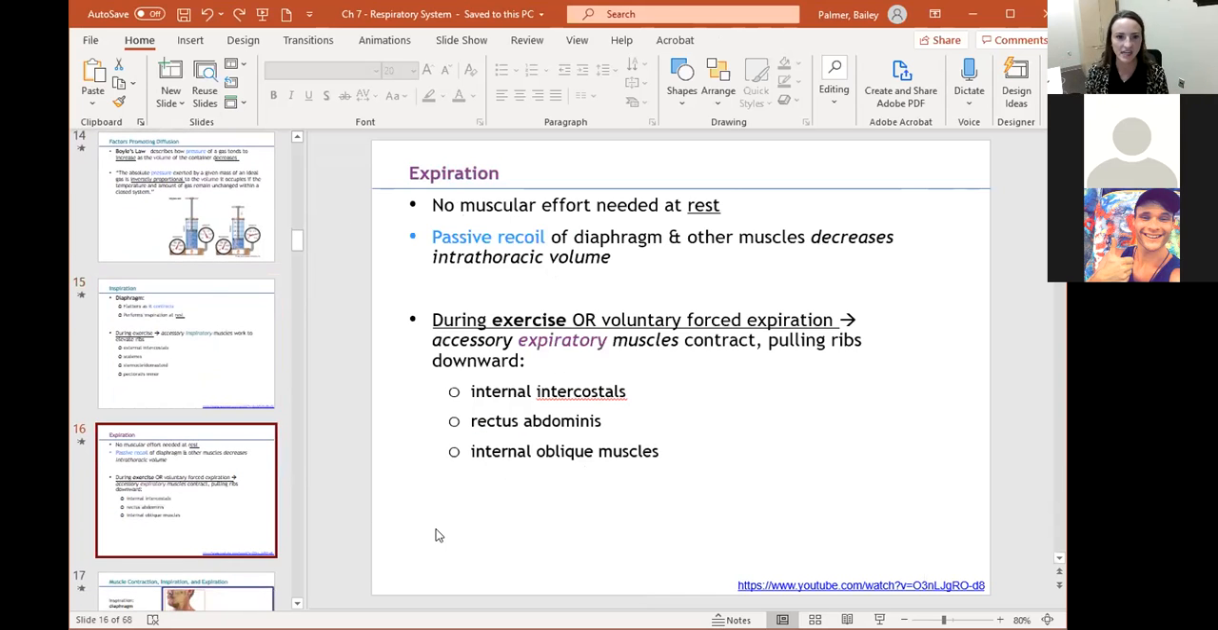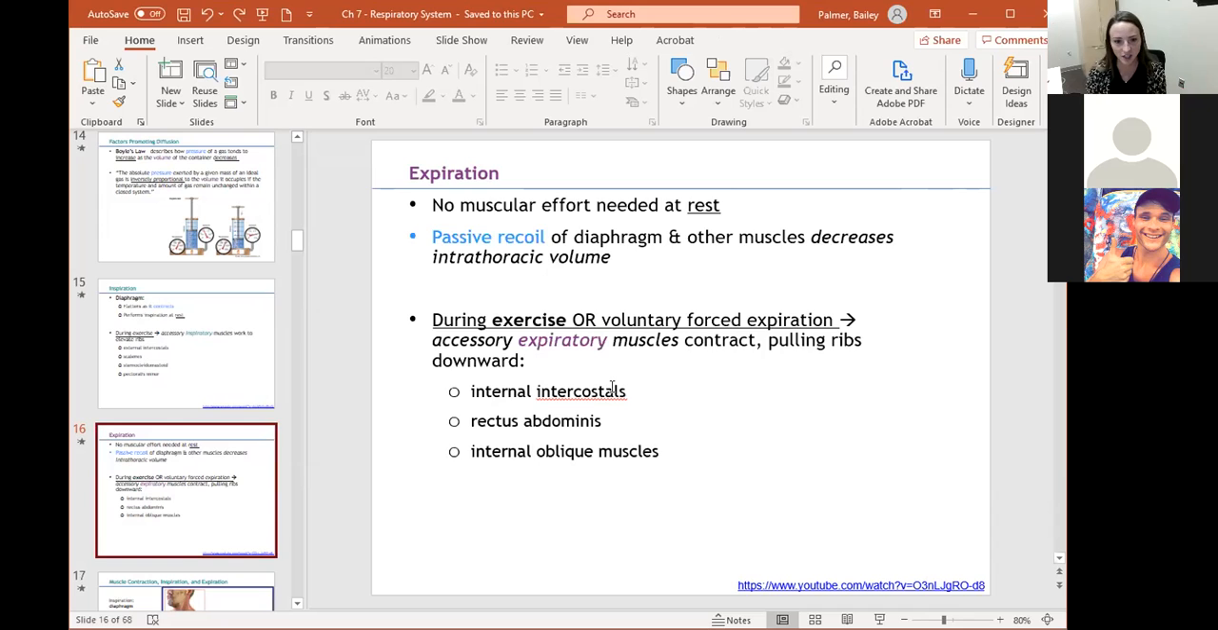And then opposite, down here, we want to talk about expiration. No muscles are needed during expiration at rest because of the passive recoil of the diaphragm. That elastic tissue, as it expands, just like a muscle, will slowly recoil, returning back to its original size. During exercise, or as we force air out of our lungs, we have expiratory muscles. Just three you have to know here.